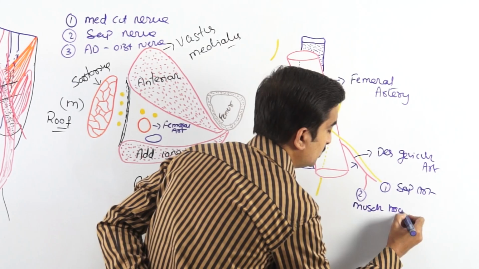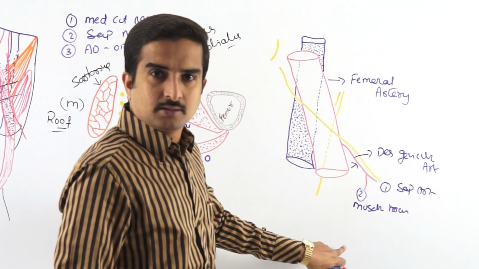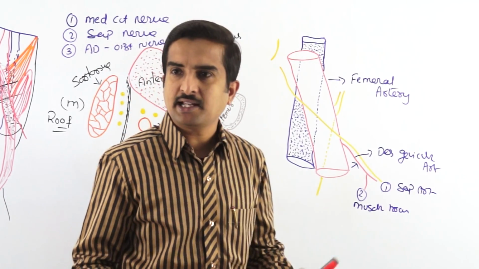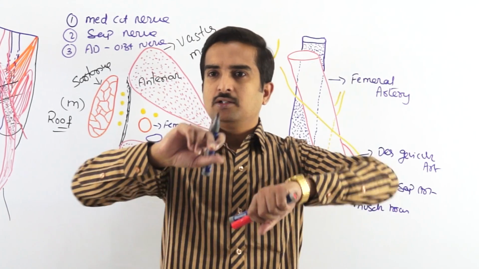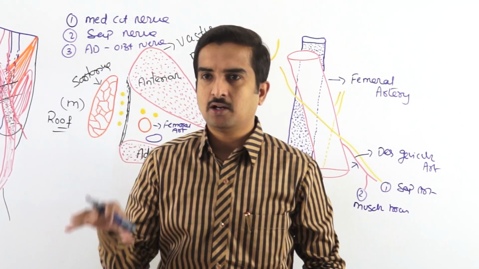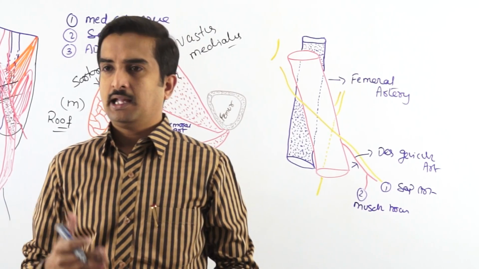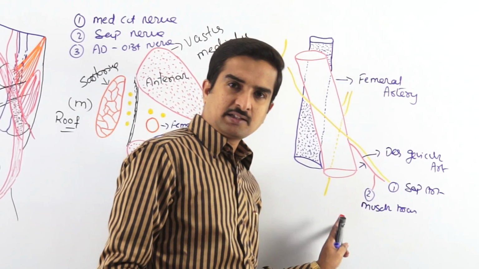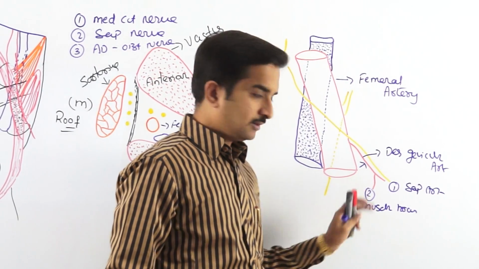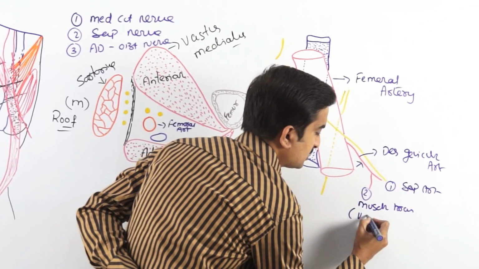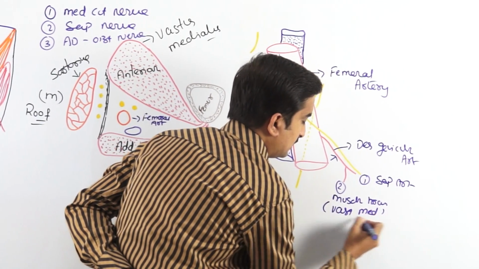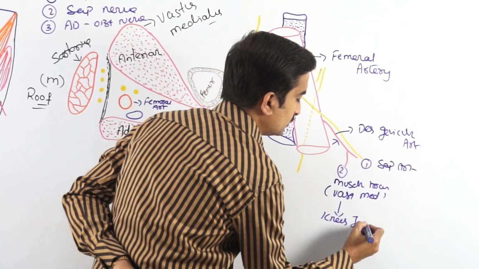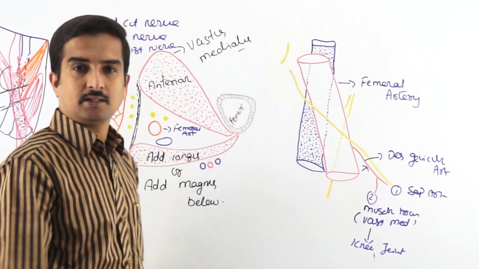This muscular branch pierces vastus medialis, because one is the superficial branch and another one is the deep branch. The superficial branch is called the saphenous artery, which accompanies the saphenous nerve, and the deep branch called the muscular branch pierces the vastus medialis, and after piercing the vastus medialis, it supplies the knee joint.